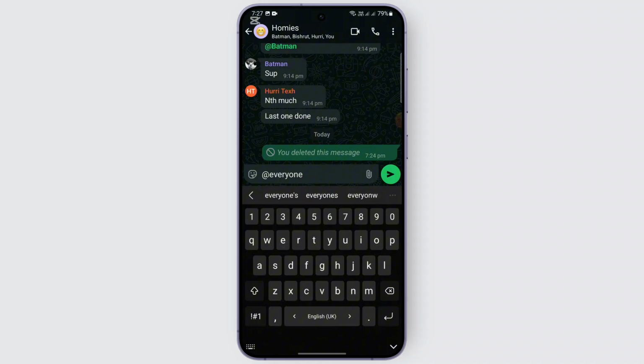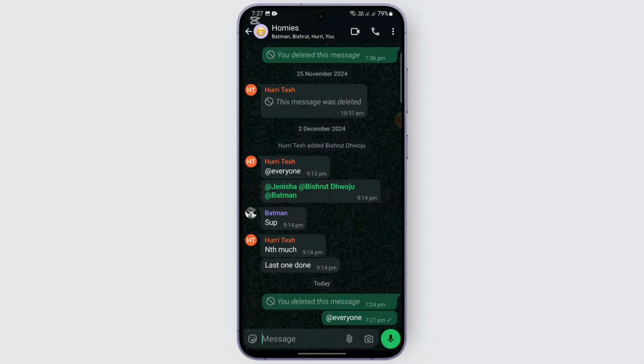and it will turn into blue, which means everyone has been tagged and everyone should be notified when they have been tagged. And that is it. Now you have tagged everyone in the group.